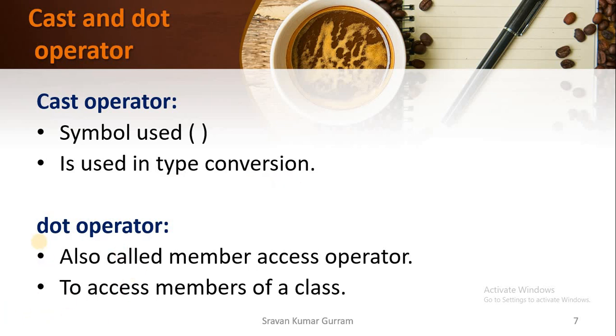Next, the dot operator. This dot operator is also called the member access operator. The symbol we use to represent this is a dot. If you want to access a class from a package, we use the syntax package name dot class. If you want to access a static function of a class, we use class name dot that static method name. Like this. The dot operator is used to access the members from a class or from the packages. That's why this dot operator is also called the member access operator.